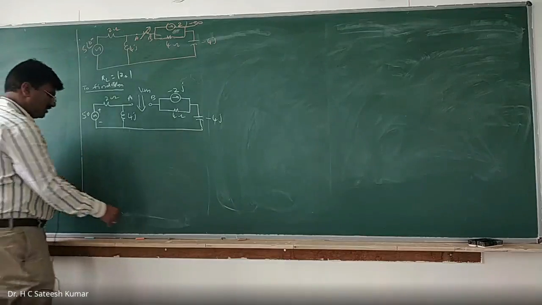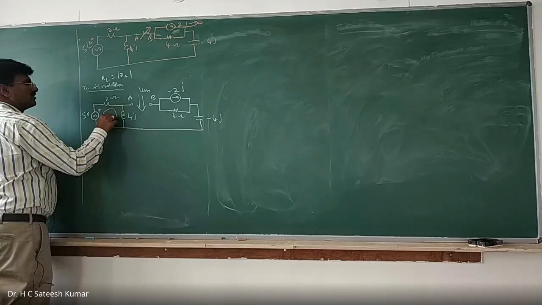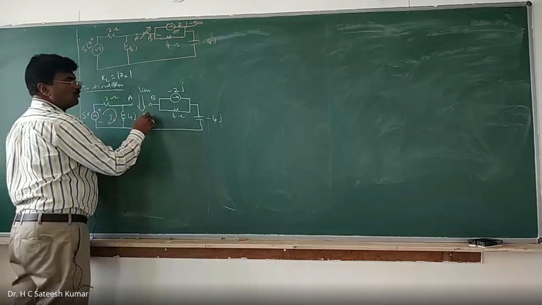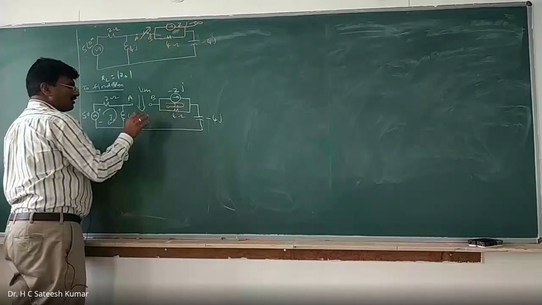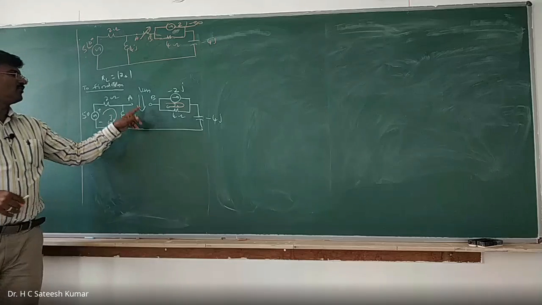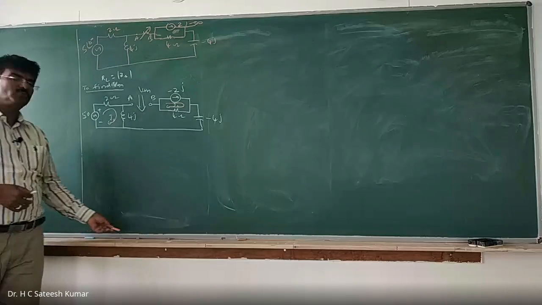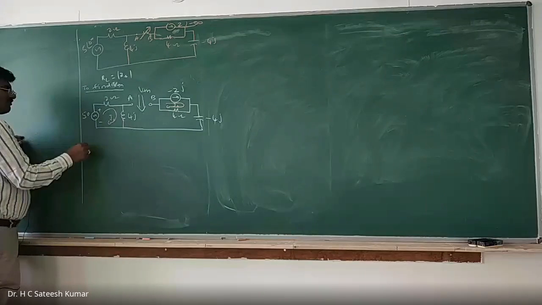So now apply KVL, make the loops. This is your I1. Here we don't have any loop because it's open circuited. We have only one loop here. This is I2. That's all. In between, the current will not flow because it's open circuited. For a current to flow, there should be a closed circuit. So this is a very interesting problem. I'll start from this point.